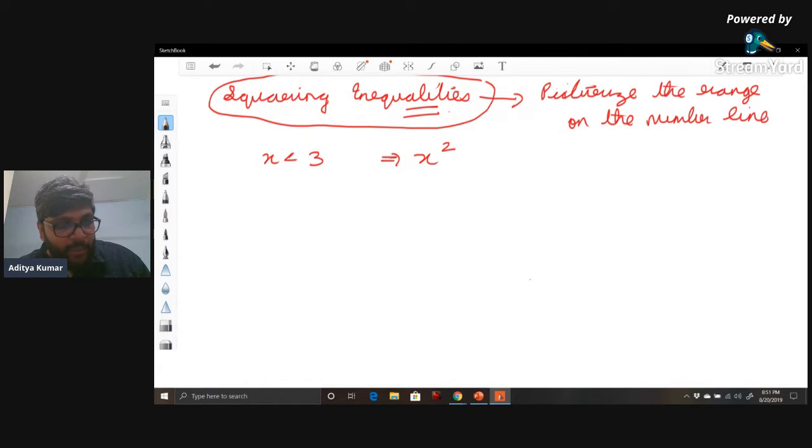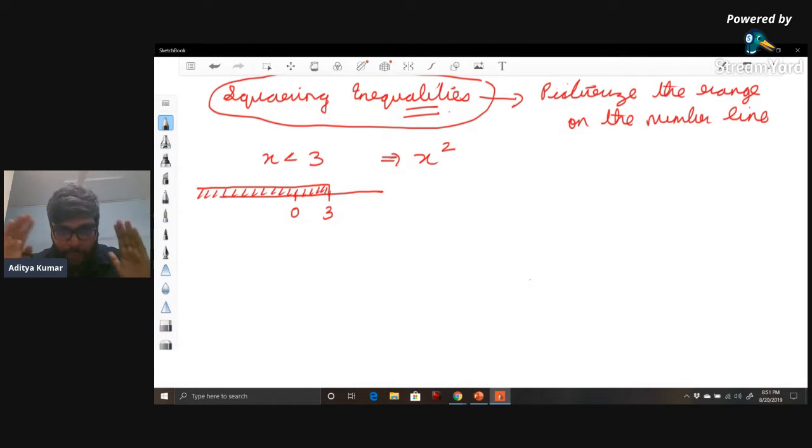The inequality given to me is x is less than 3. If I'm going to picture it on the number line, this is how it would look. This is 0, this is 3. I'm basically asked to consider all values from 3 onwards, not inclusive of 3, up till minus infinity. I want all of you to picture this in your head. Do it in your head and visualize this. X less than 3, you're considering all values from 3 onwards to minus infinity.